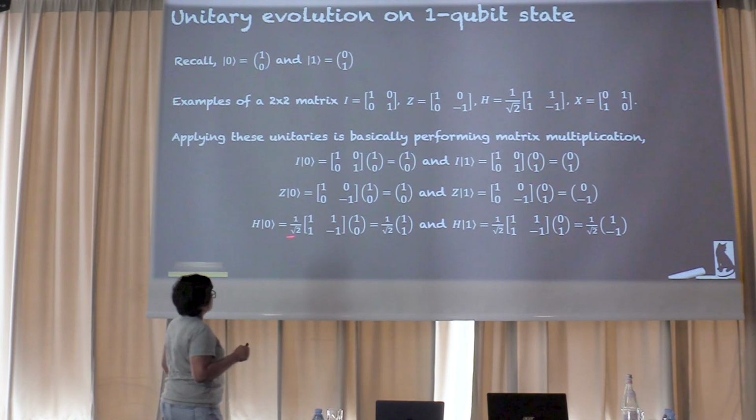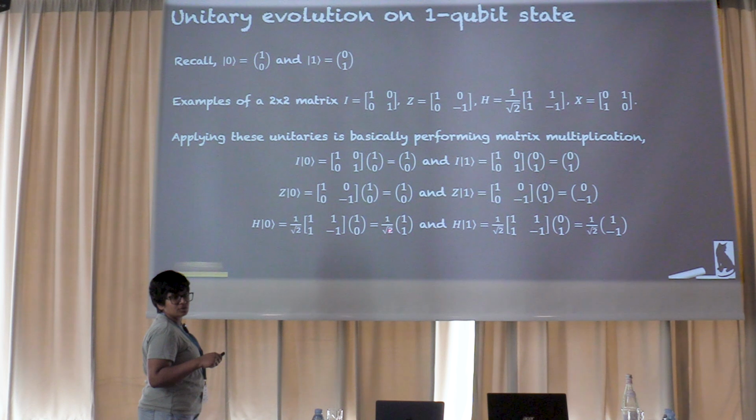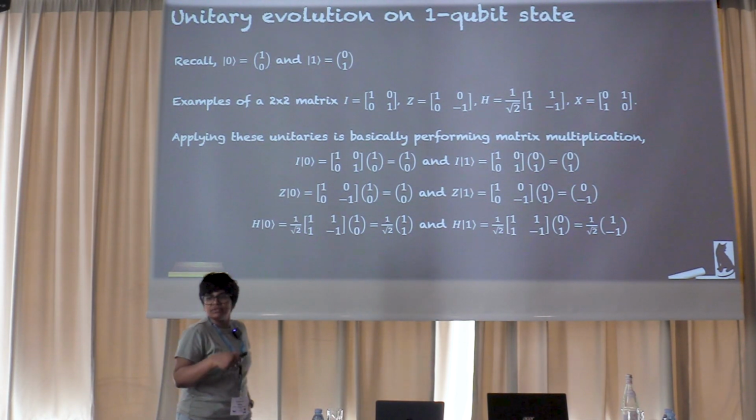Now the H gate, Hadamard, adds a superposition. So if I apply Hadamard on the 0 state, I get my alpha and beta to be equal to 1 by square root 2. And if I apply Hadamard to the 1 state, I get the same state but with a minus sign here. We will soon see some more examples that will make it more clear.